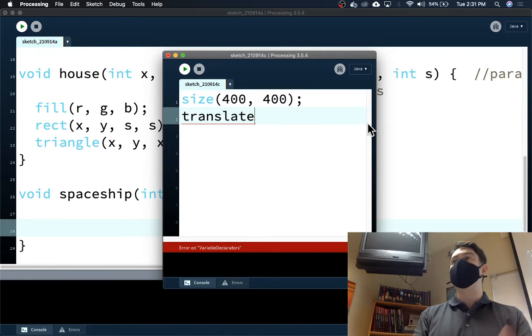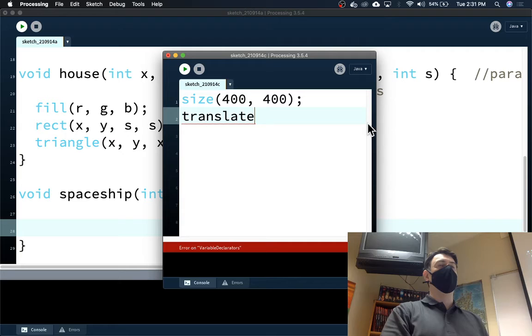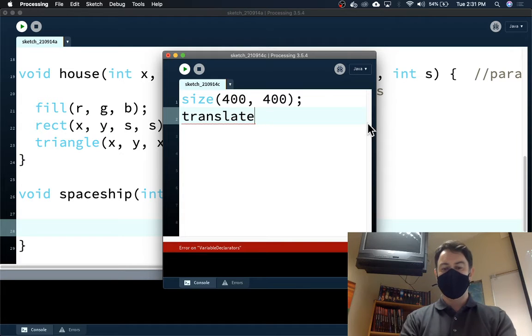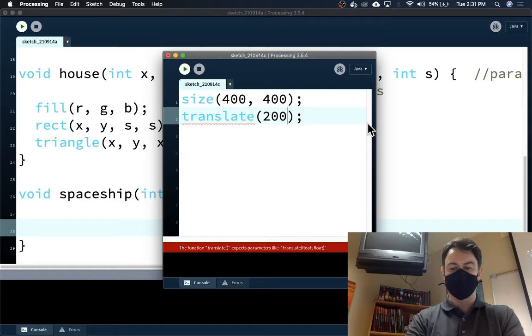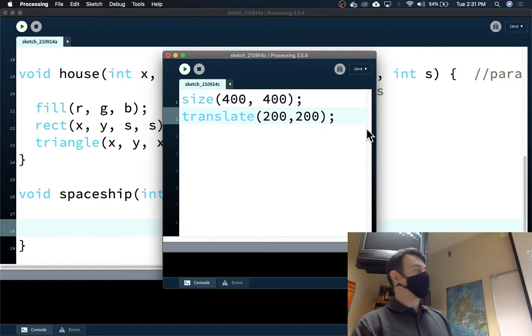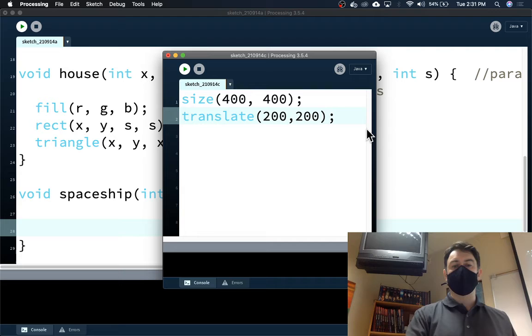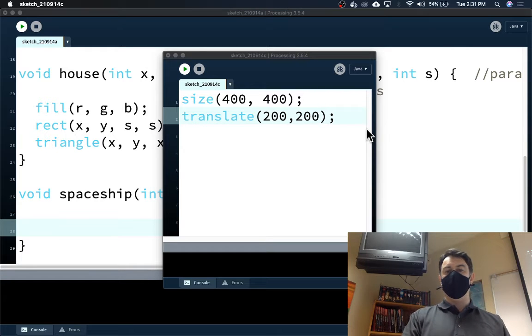So translate just shifts the whole coordinate system around. It takes two arguments, and they are going to be the new coordinate of 0, 0. So I want to put them in the center of the screen. 200, 200 is the center, right? If I run this, it's not particularly exciting. You won't see much happen. It's still just a nice little graphics window.